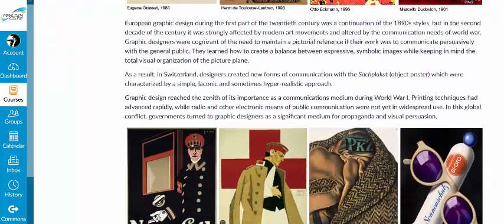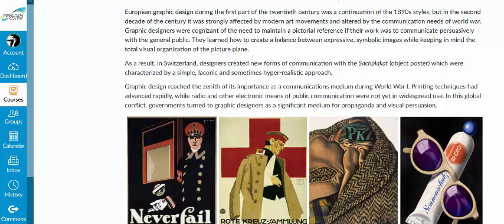Chapter 3 is about the early years of graphic design in the first part of the 20th century, which was strongly affected by modern art movements and altered by the communication needs of World War I. Graphic design reached the zenith of its importance as a communications medium during World War I. Printing techniques had advanced rapidly, while radio and other electronic means of public communication were not yet in widespread use. And in the global conflict, governments turned to graphic designers as a significant medium for propaganda and visual persuasion.